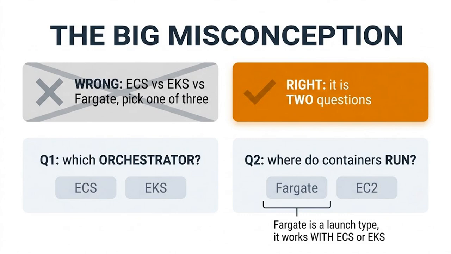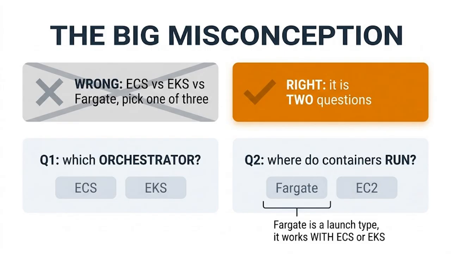Now, the single biggest misconception, so listen closely, because this is the whole video. People ask, should I use ECS, EKS, or Fargate? And that question is broken. Fargate is not a third orchestrator. Fargate is a way of running your containers, a launch type, and it works with ECS or EKS, not instead of them. Think of it in 2 separate questions.